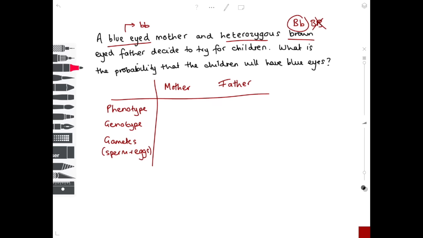So the phenotype, this is the physical appearance. We can see from the description that the mother has blue eyes and the father has brown eyes. The genotype, so these are the alleles that each parent has. I've already written these out, so it's small b small b, big B, little b. The gametes, just split these up because this is saying what the eggs and sperm will be. So just write out what you wrote on the genotype layer, but put circles around them to show that they're gametes, because here are the sperm and the mother's are eggs.